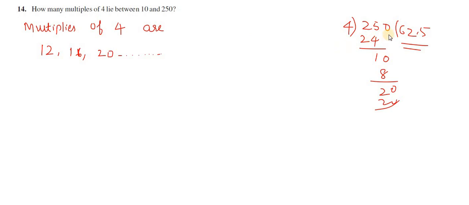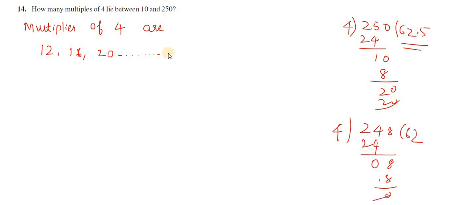So then go for 248. We'll check it with 248. 4 sixes are 24, so 8 remainder. Then 4 twos are 8, so 0. Therefore 248 is a multiple of 4.